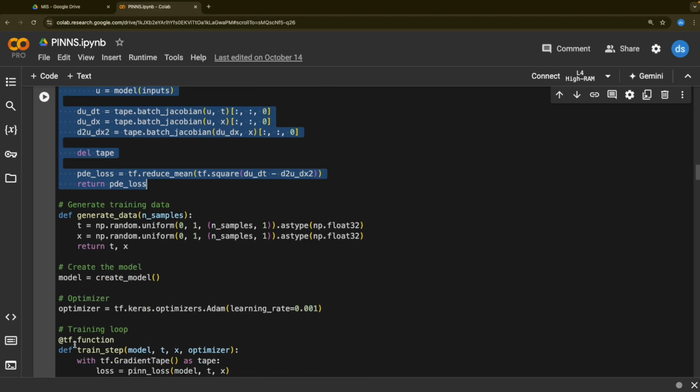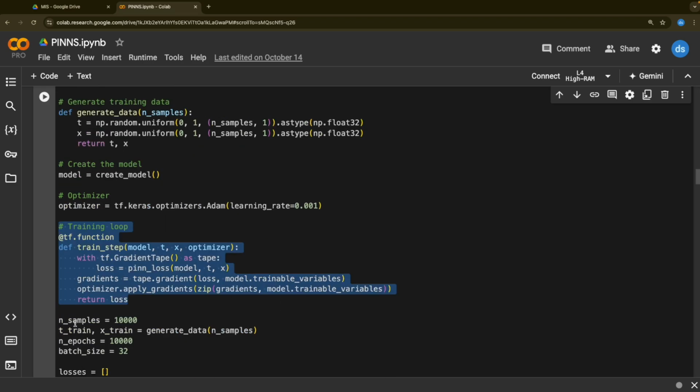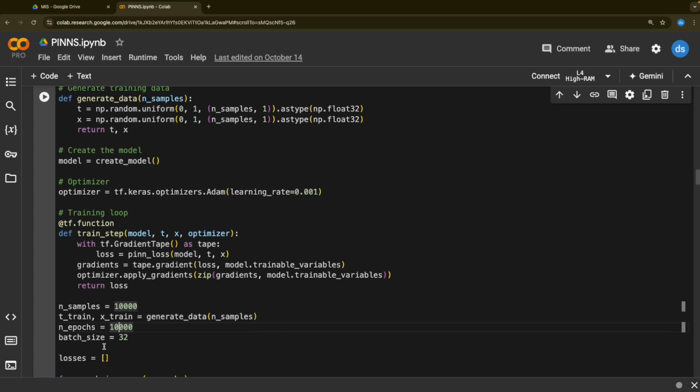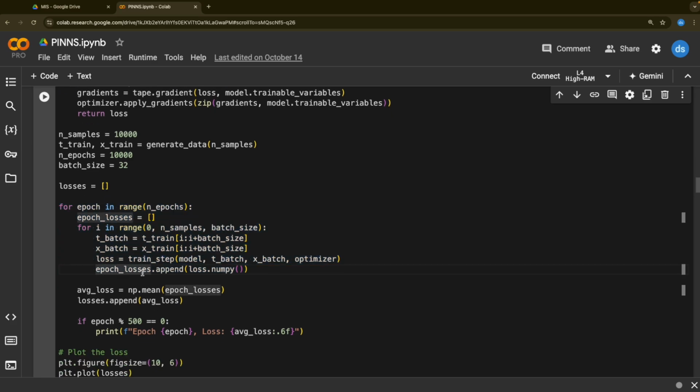Then we have the training data. For creation of data, we create the model, the optimizer is set, and the learning rate is kept as 0.01. So here the training loop is defined. The samples are 10,000. X train, Y train are created from the generate data function that is here, and then we have the number of epochs, that is 10,000. Batch size is 32, and for the number of epochs we loop in a for loop and go on training, and we append the loss and everything in the epoch losses.